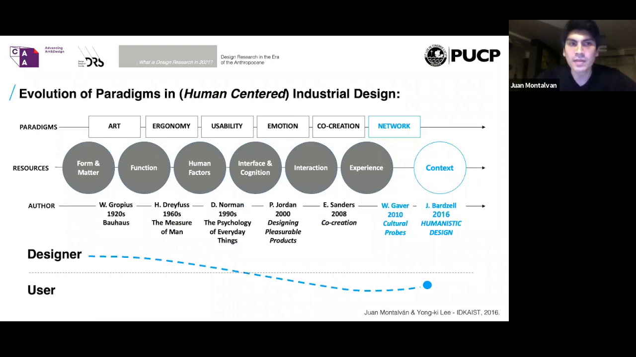And if we look closer, we can actually see, in particular within the industrial design field, that there is not just one story of this evolution, but rather two main narratives. One comes from a human-centered approach to industrial design, which is the one we're looking at right now. It presents the evolution of paradigms from art, when it was considered a movement known as arts and crafts, and how it has evolved since the institution of the Bauhaus in the 1920s, moving towards being considered an ergonomic discipline, and the inclusion of usability, emotion, co-creation, and most recently, a network of actors.